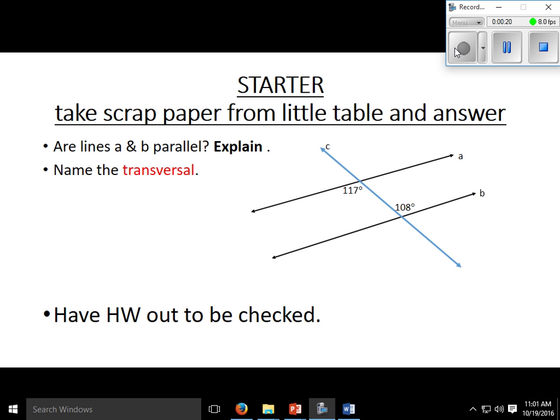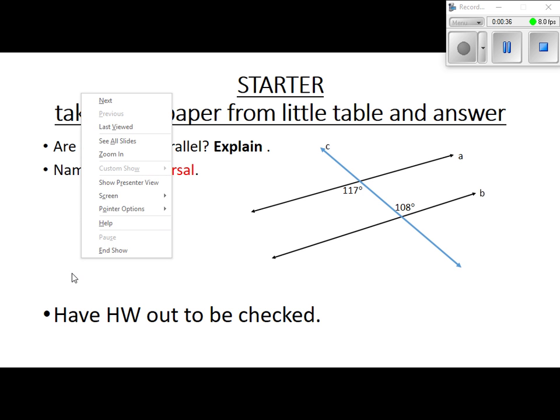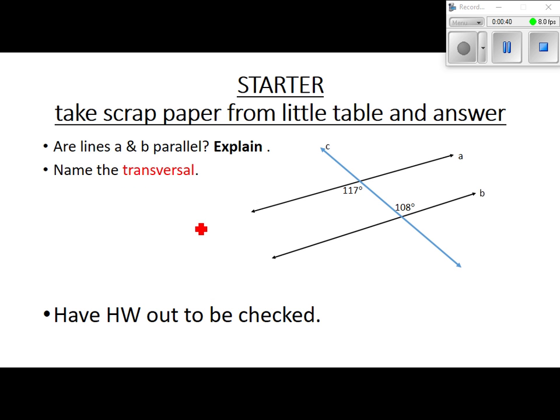On this, first of all, are these two lines, A and B, parallel to each other? No. How do we know they're not parallel to each other? Can we just say it's because they don't have the little symbol on it? No, because we know more information now.